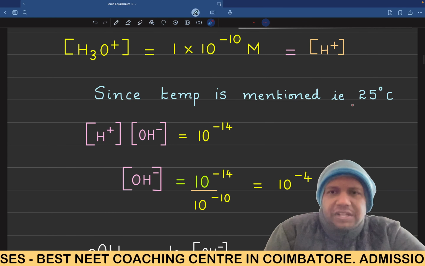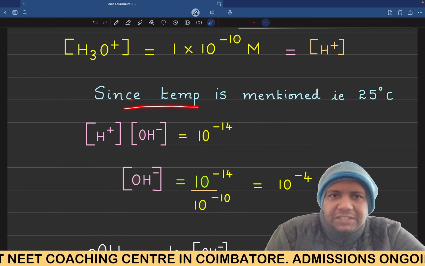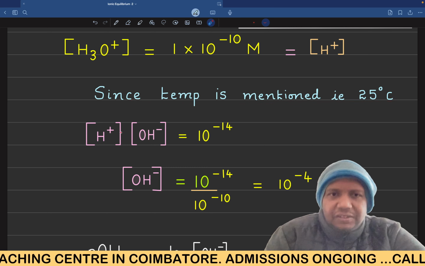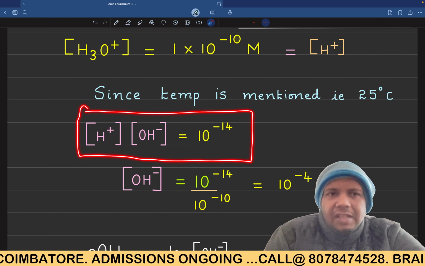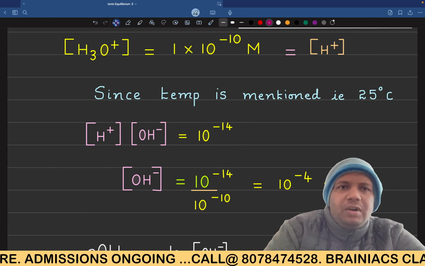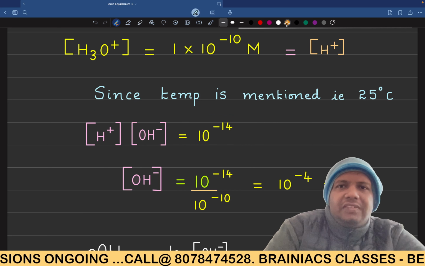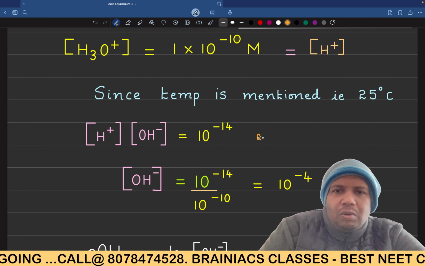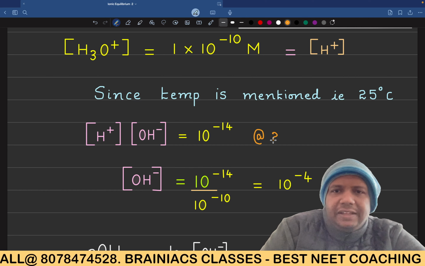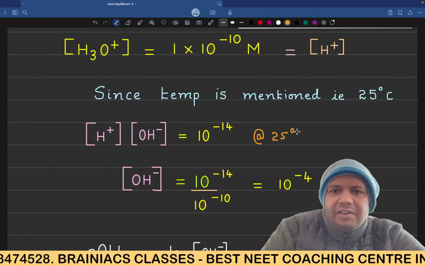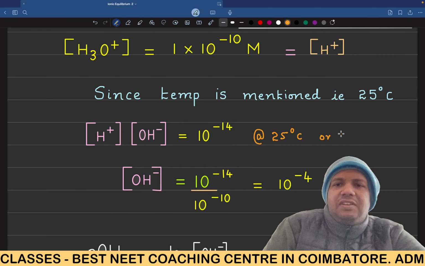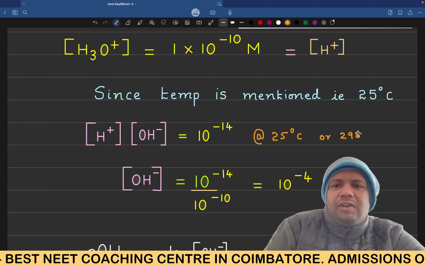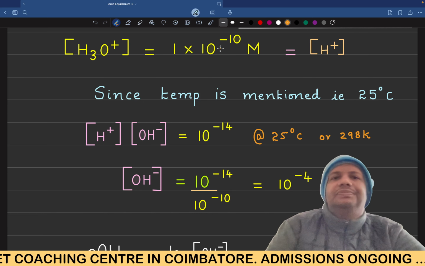Now, since the temperature is mentioned, that is 25 degrees Celsius, I can apply this particular equation. And please remember, this equation is valid only at, when is it valid, sir? This is valid only at 25 degrees Celsius, or we can say at 298 Kelvin. Very, very important. Don't forget this.